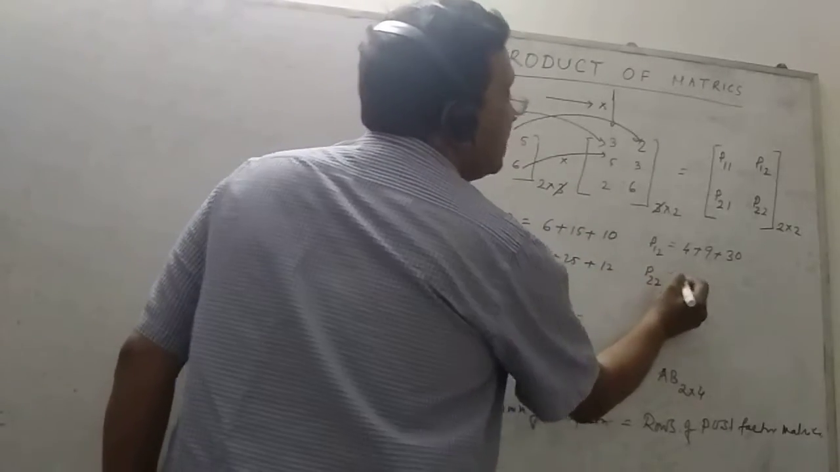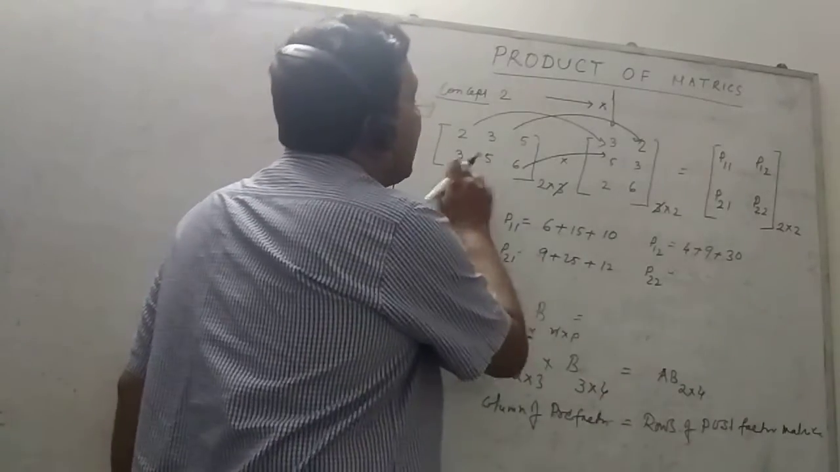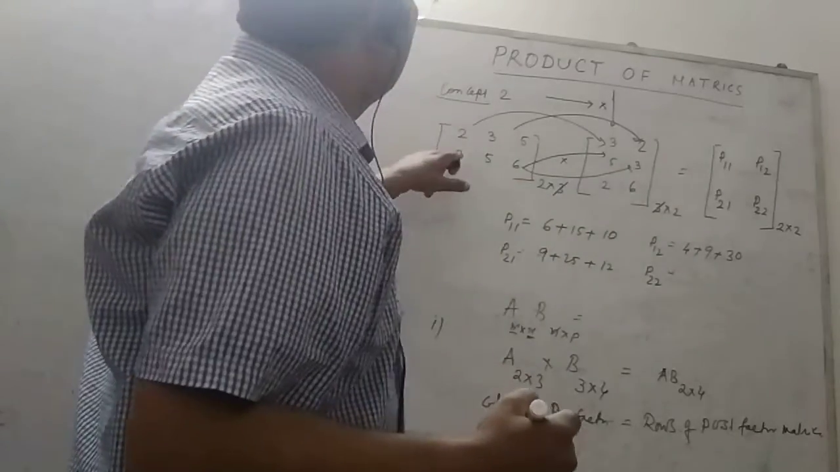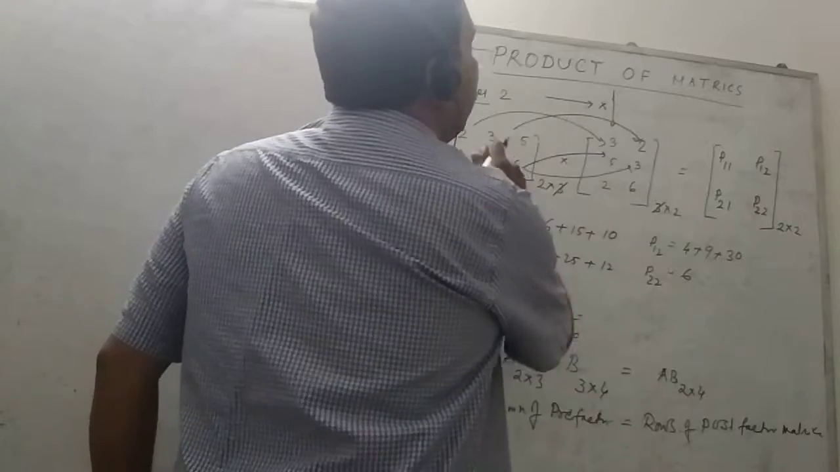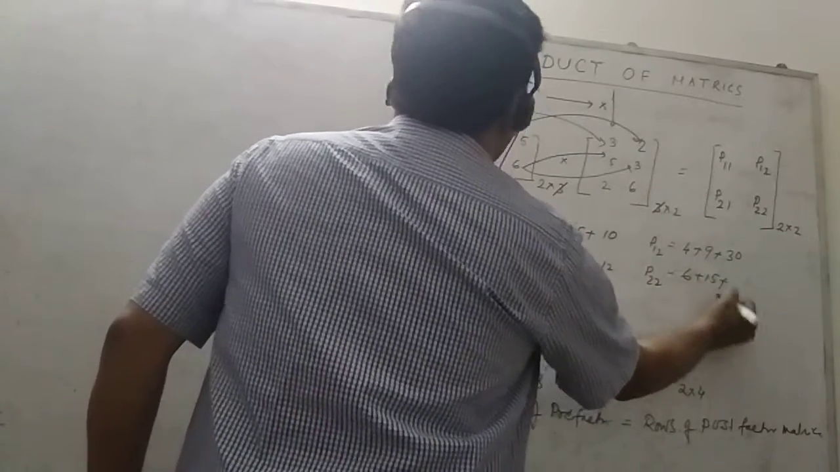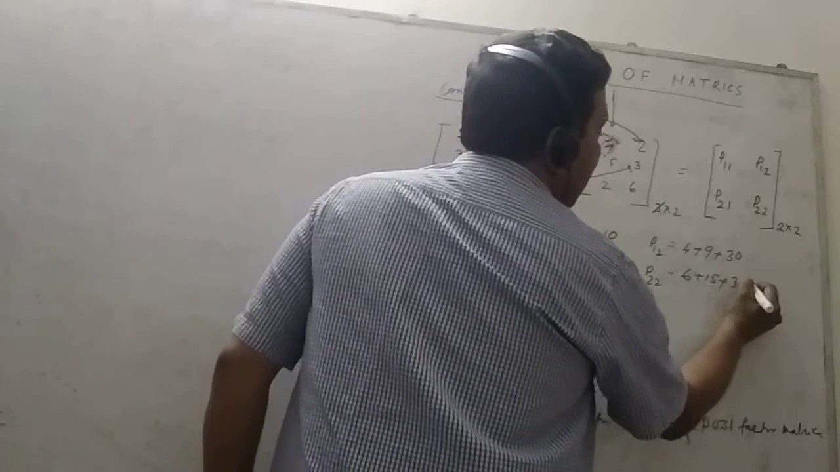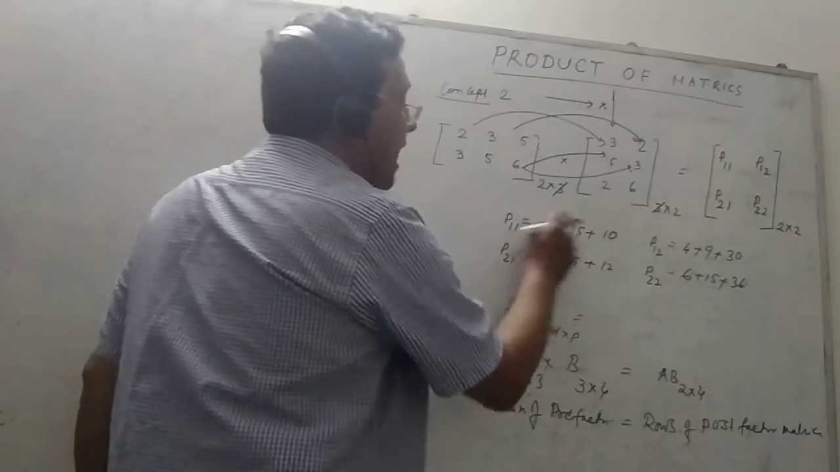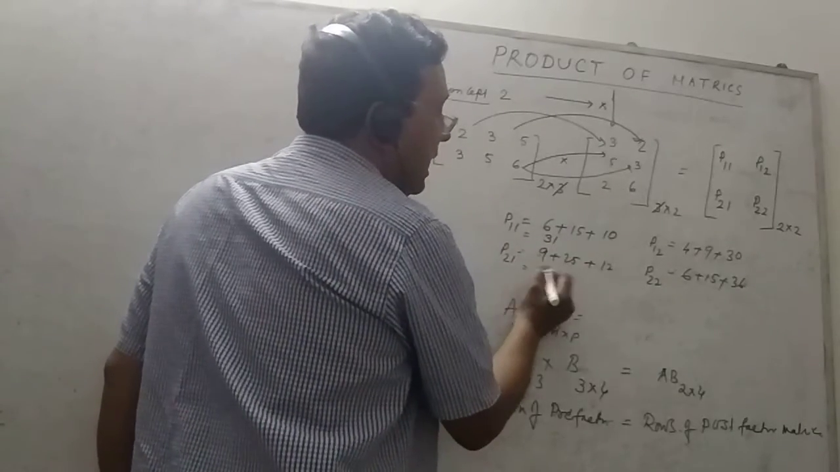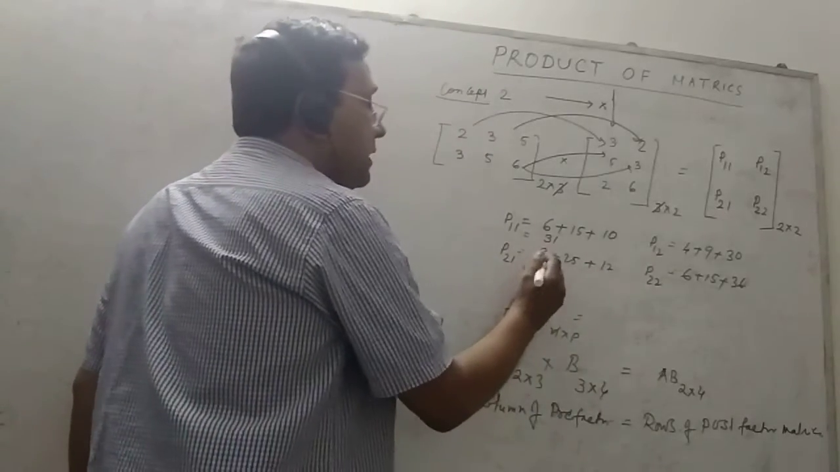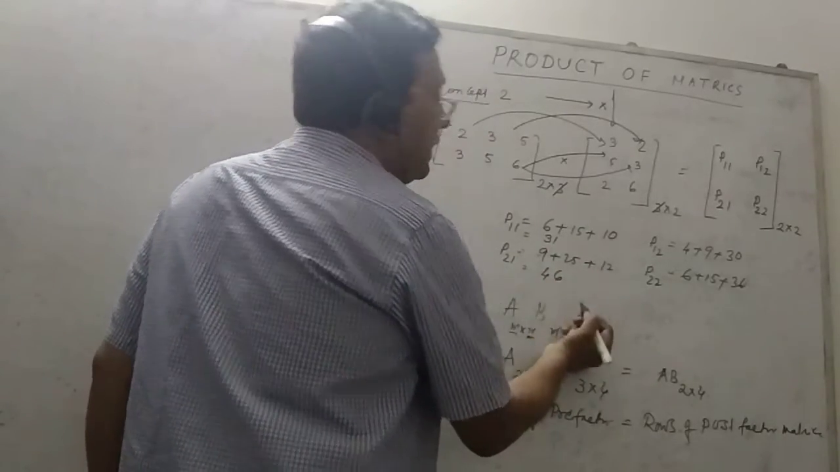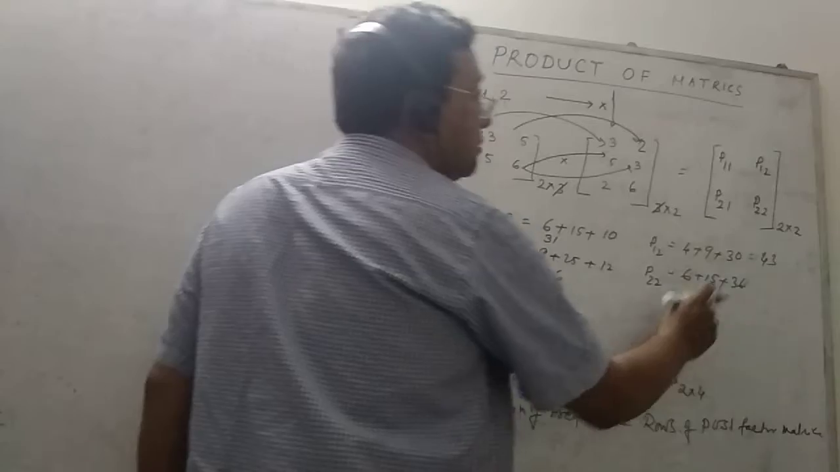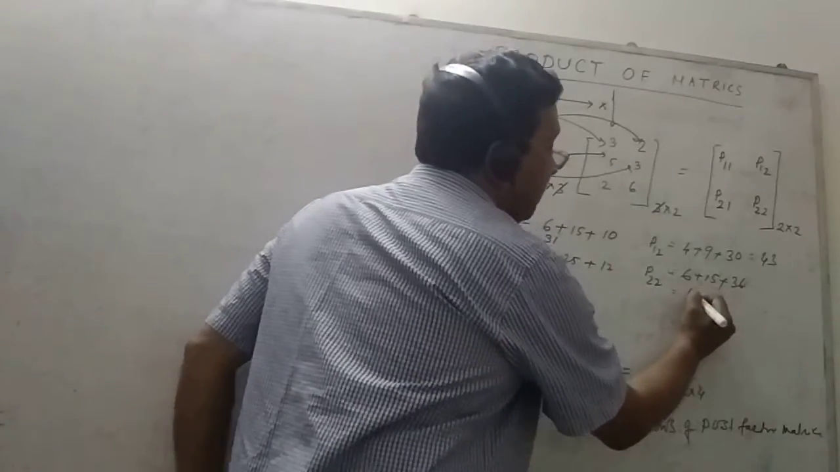And last but not least is P22, that is second row and second column. So 3 into 2, 6, then 5 into 3, 15, and then 6 into 6, 36. In this way, if I add this, I will get the result. That is 25 plus 6, 31. Here I get 37 plus 9, that is 46. Here I can get 39 plus 4, 43. And here I can get 36 plus 15, 51 and 57.